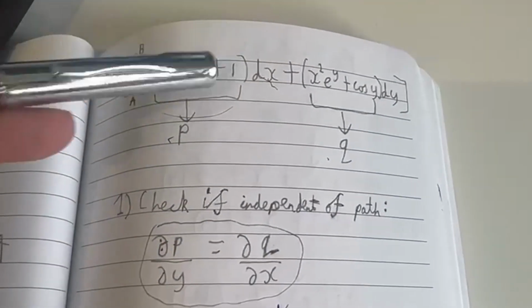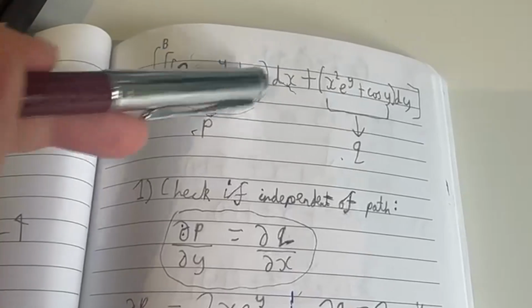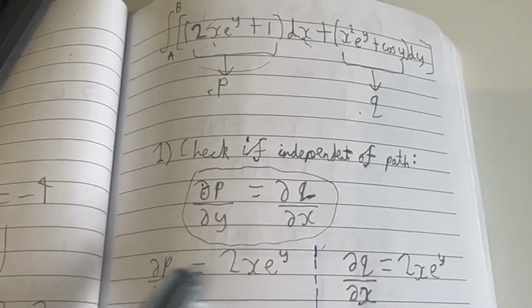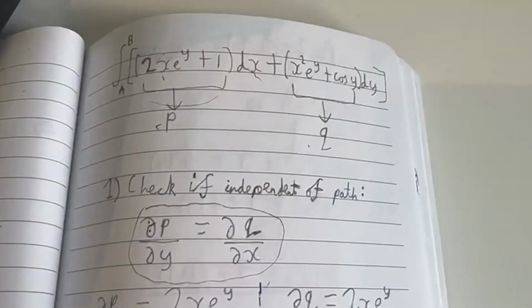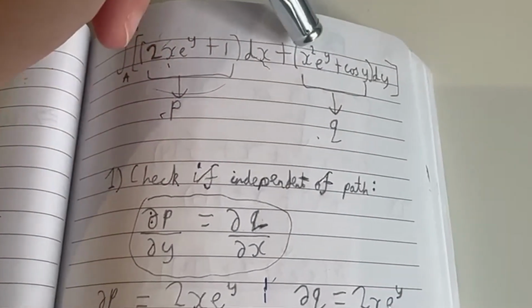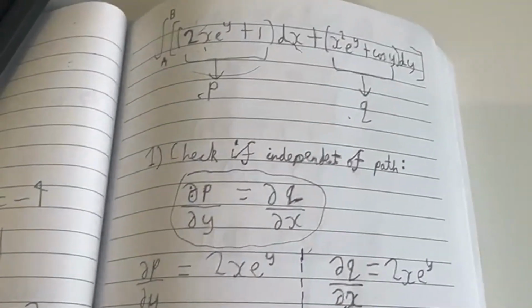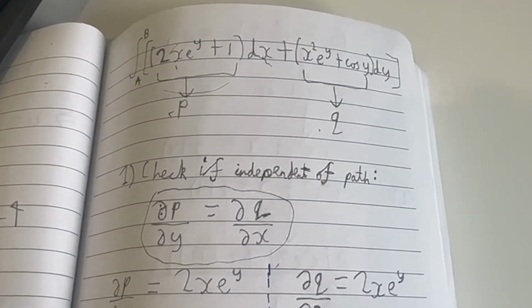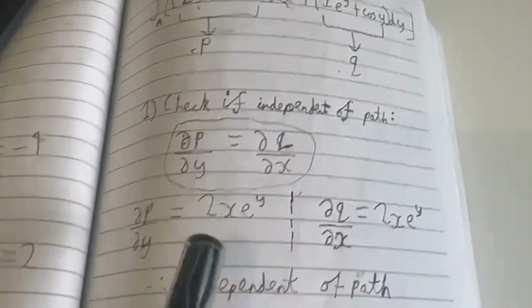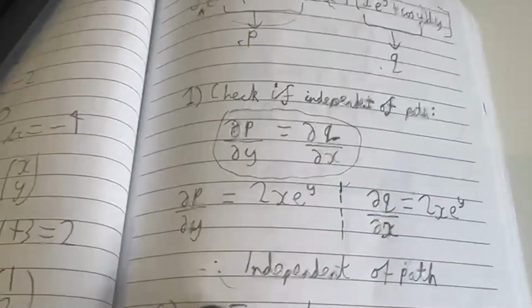So to do that here, ∂P/∂y: this stays the same here, plus 1, that becomes 0, so ∂P/∂y equals 2x e^y. Then for Q, the partial derivative with respect to x, this 2 comes to the side, so it's 2x e^y. Then the cos y becomes 0, so we have 2x e^y as well. So ∂P/∂y equals ∂Q/∂x, they're the same, so we can say it's independent of path.